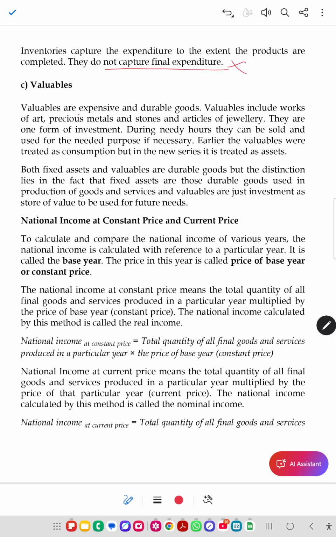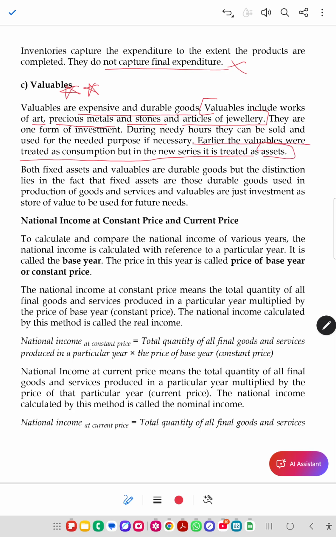Valuables are expensive and durable goods. Valuables include works of art, precious metals, stones, and articles of jewelry. They are one form of investment. During needy hours, they can be sold and used for the needed purpose if necessary. Earlier, the valuables were treated as consumption, but in the new series they are treated as an asset.